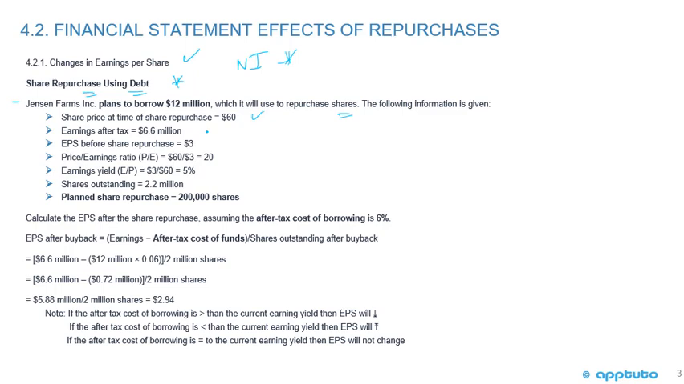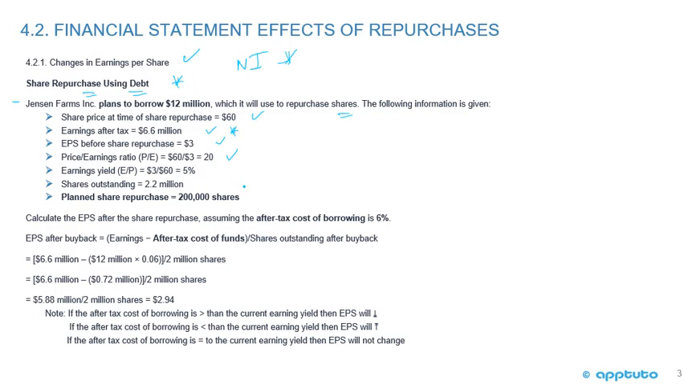The earnings after tax is $6.6 million. Again, that's going to be affected. The net income, the earnings after tax, is going to be affected by the issuance of debt because you're going to have interest charges. So the earnings per share before the share repurchase is $3. The PE ratio is the share price divided by the earnings per share. 60 divided by 3 equals a 20 PE.